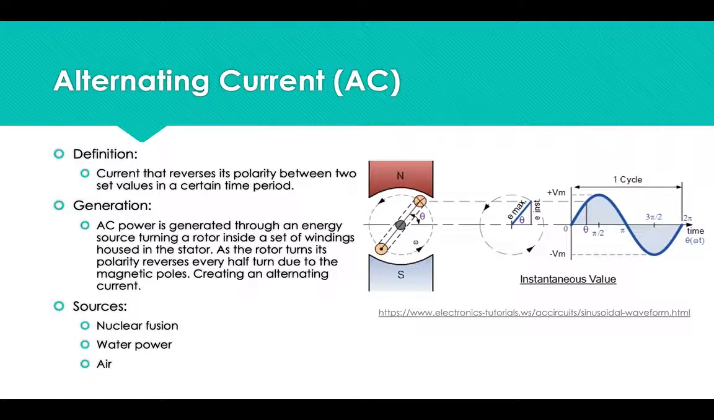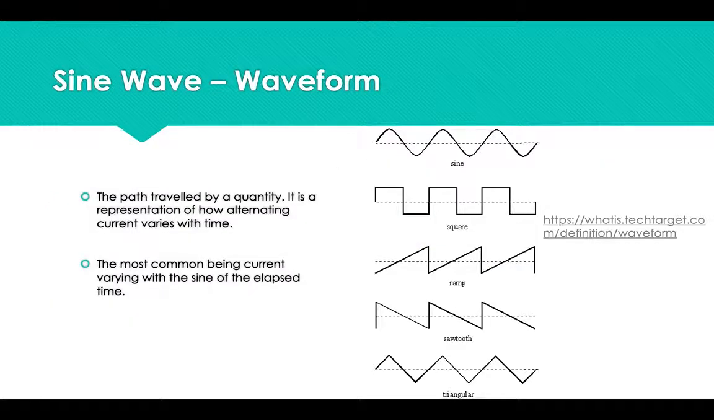AC power is generated through an energy source, turning a rotor inside a set of windings housed in the stator. As the rotor turns, its polarity reverses every half turn due to the magnetic poles, creating an alternating current. An example can be seen on the right-hand side. Some sources that create this sort of current are nuclear fusion, water power, and air turbines.